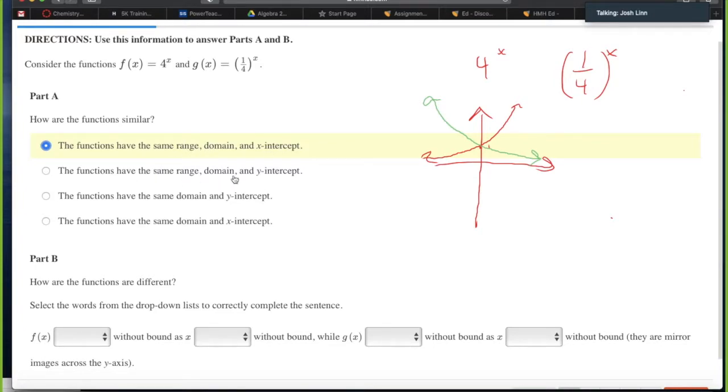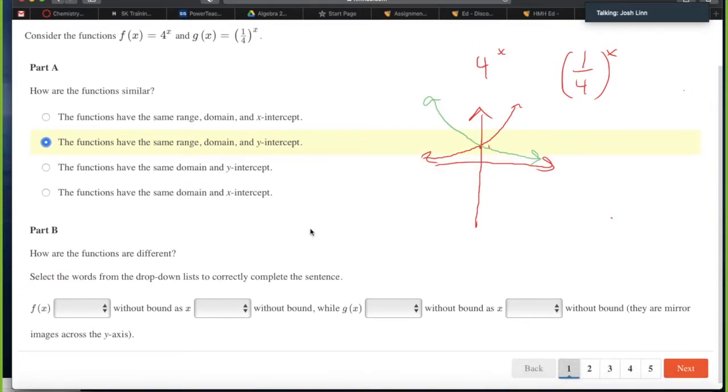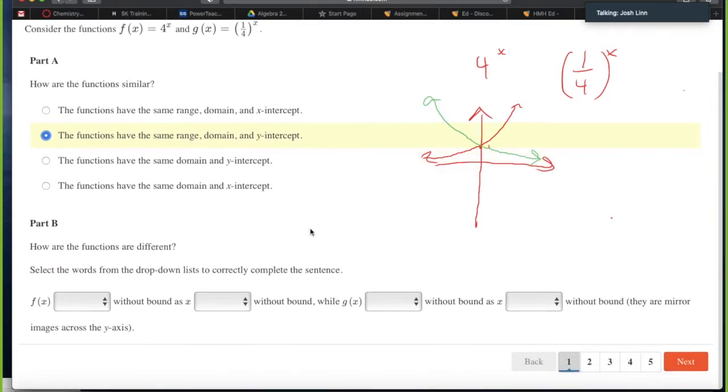Let's see here. The functions have the same range, domain, and y-intercept. That's actually what I meant. I didn't mean x-intercept. That was my mistake. Functions have the same domain and y-intercept. That's true, but they also have the same range. And the functions have the same domain and x-intercept, so that's false, because they don't actually intercept the x at all. Asymptote!